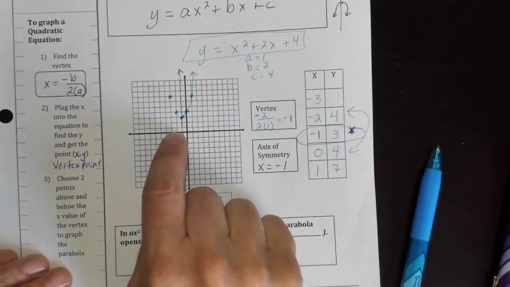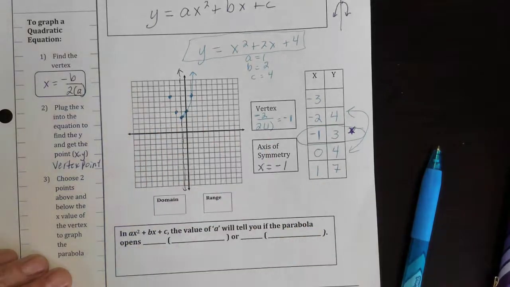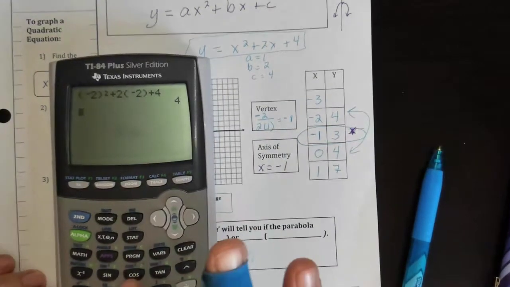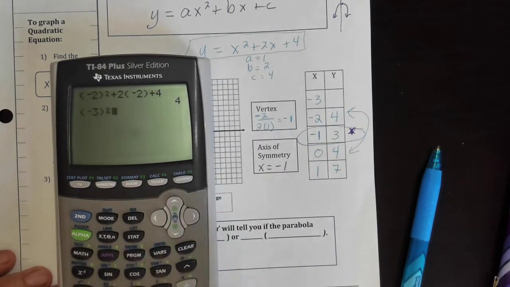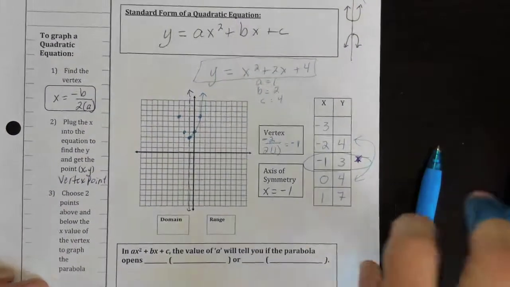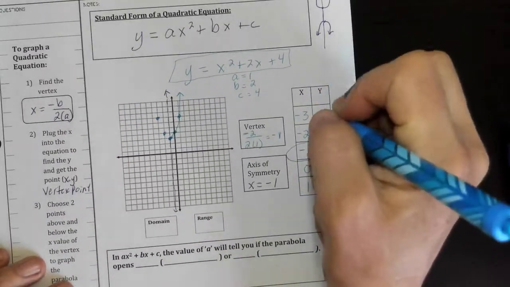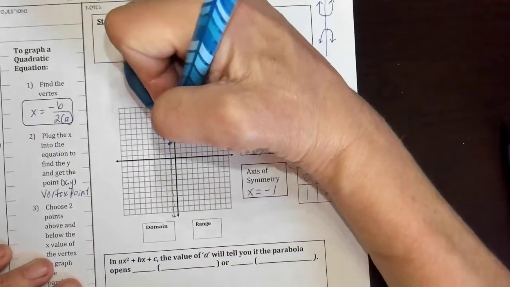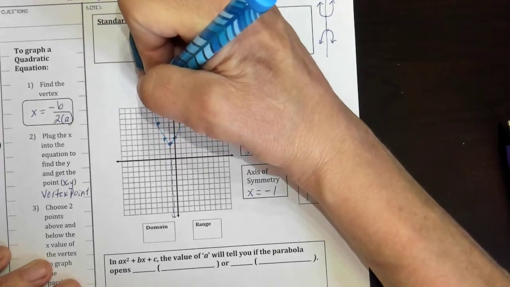Are we at negative 2 and then 4 up? Yes, so we're good. Now let's check algebraically the point negative 3. Again, when you use your calculator, you're going to put it in with parentheses. So I'm going to put 2 times negative 3 plus 4. And I get a 7. And what do you know? Again, those match. So I'm going to continue to connect this, and here is my parabola.